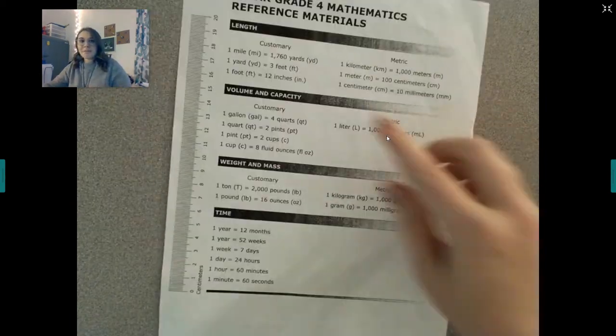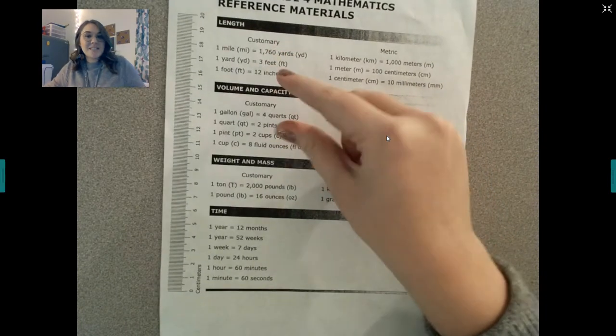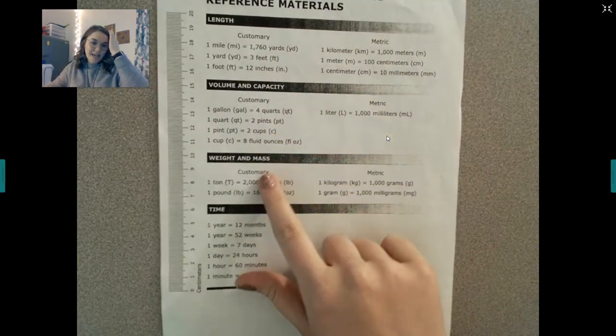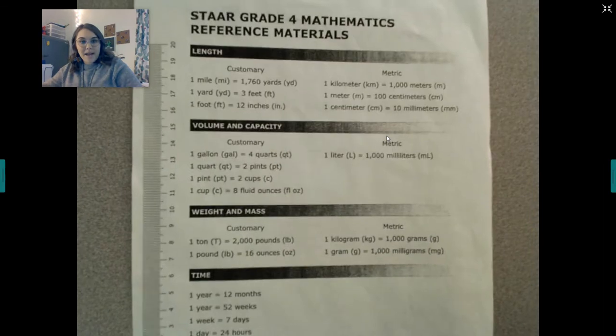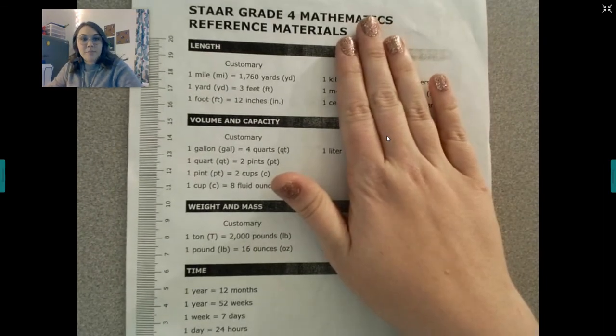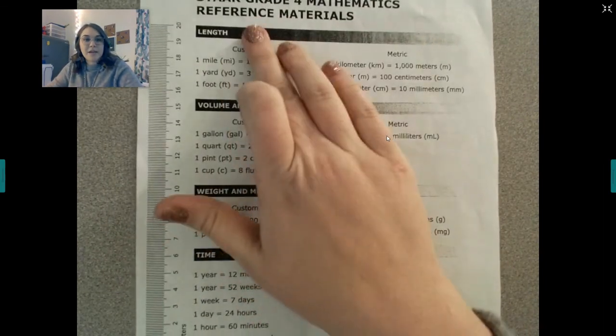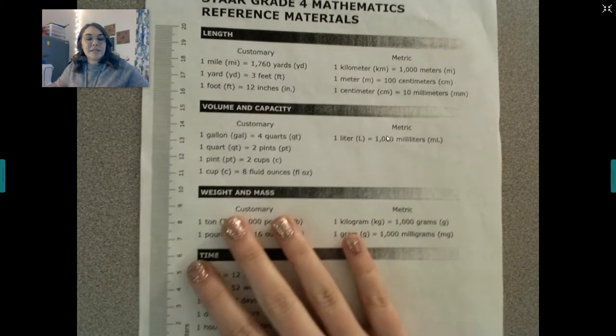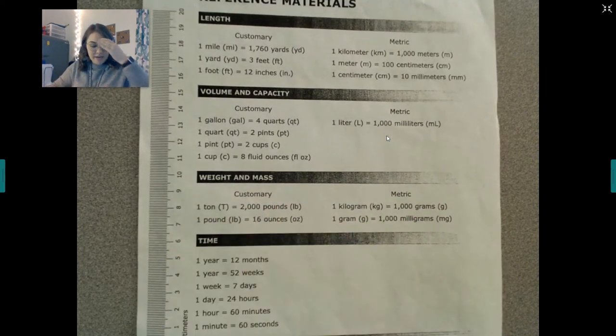So let's take a look at our math chart. We have been working on the customary system. Tuesday we did length. Yesterday we did volume and capacity. And today we're going to do weight and mass. Remember, next week we're going to focus on the metric system, but this week we're focusing on the customary. And the customary system is what we use in the United States.